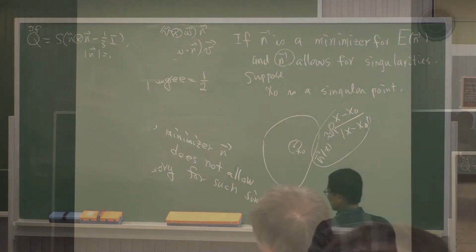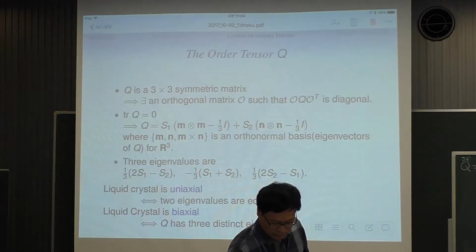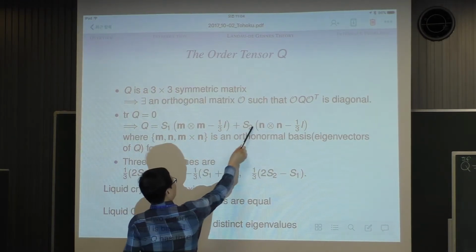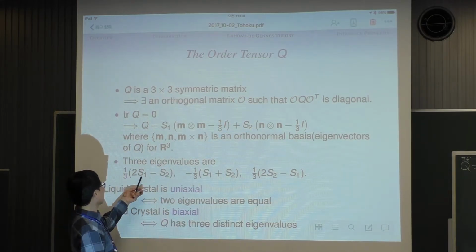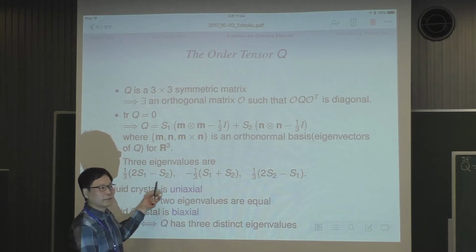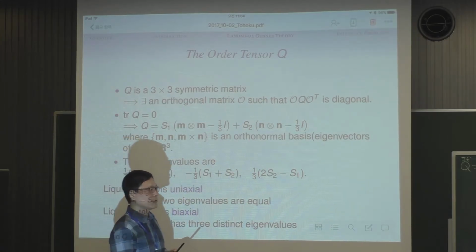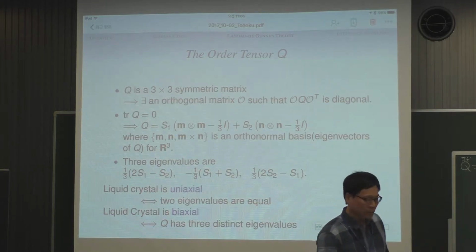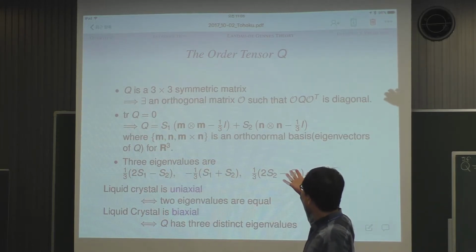Then you can plug. And then you get, this one is S1 equals 0. So we got S0, 0, 0. So you can easily see two eigenvalues are equal. This is uniaxial.